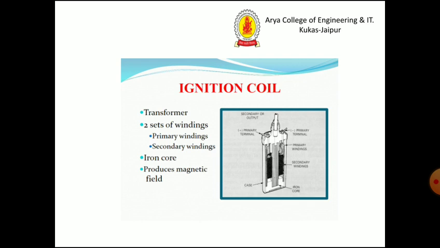The ignition coil is also known as a transformer. There are two sets of windings, one is the primary winding and the other is the secondary winding. And there is also an iron core which produces magnetic fields.